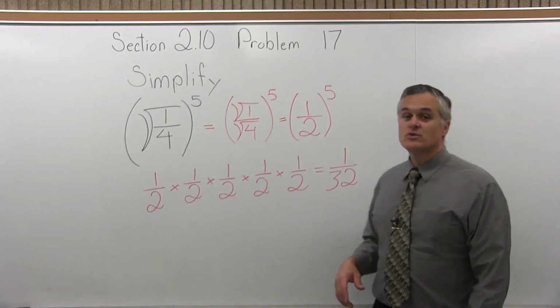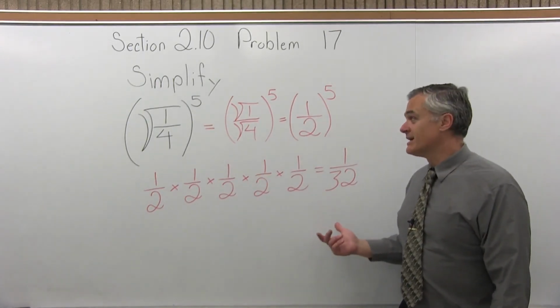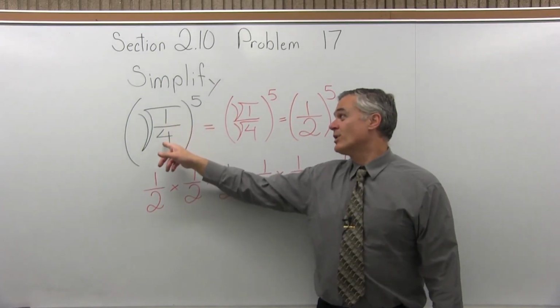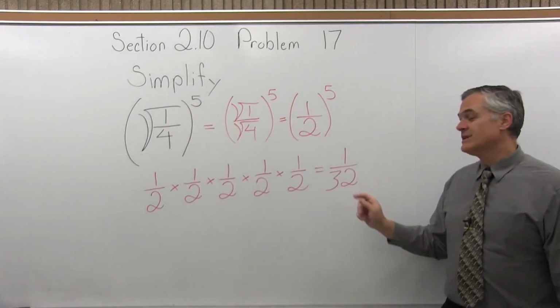So the final answer is 1/32. So the final answer for square root of 1/4 raised to an exponent of 5 is 1/32.